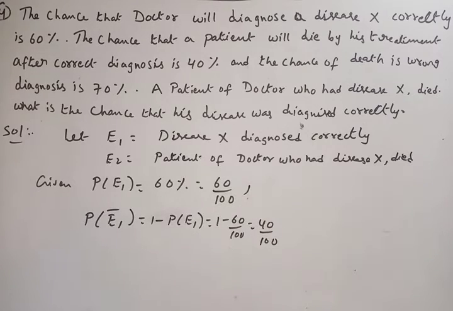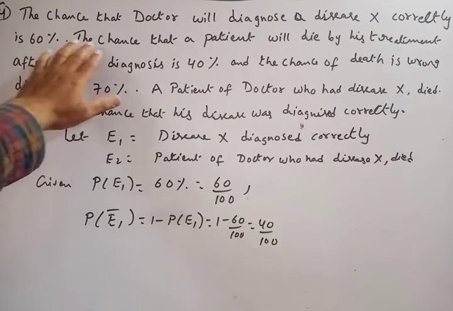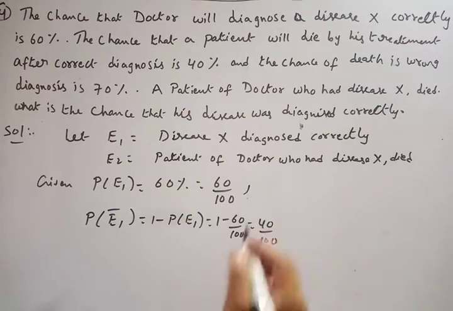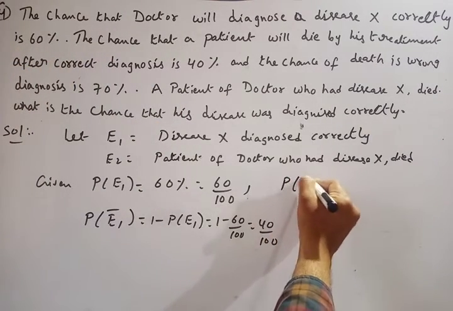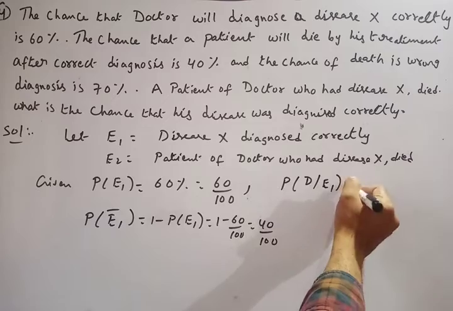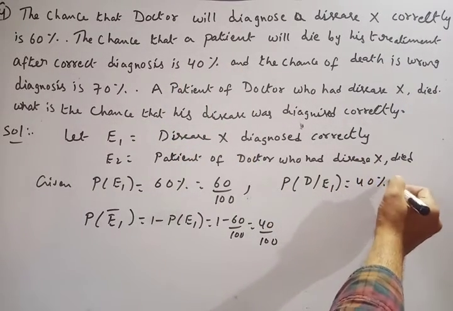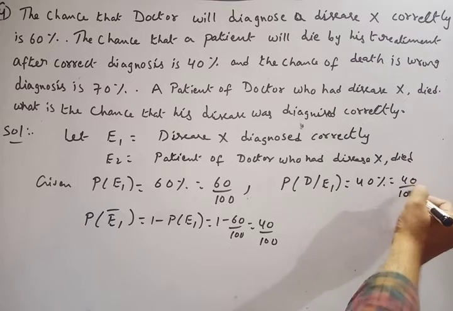Next, what he gave here. So another one. After correct diagnosis, the chance of death is how much? 40%. That means P of D by E1 is 40%. That is equal to 40 by 100, right?